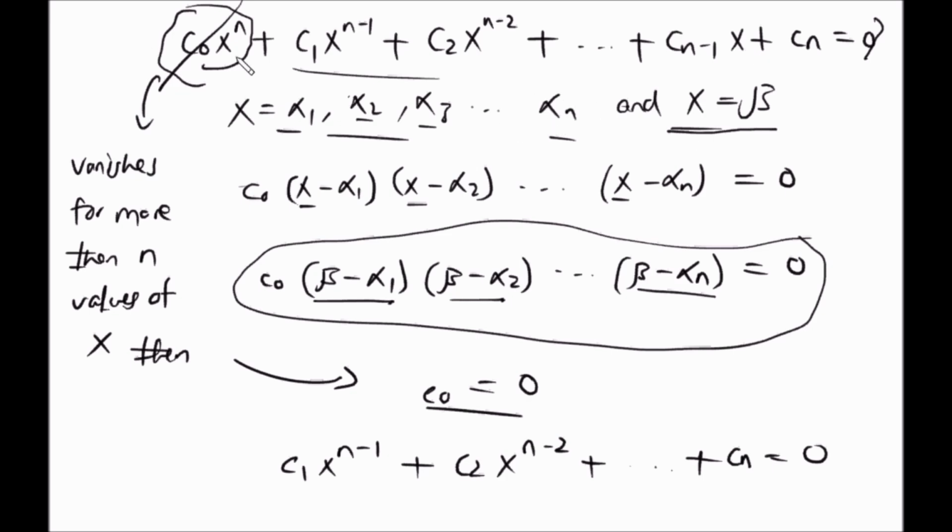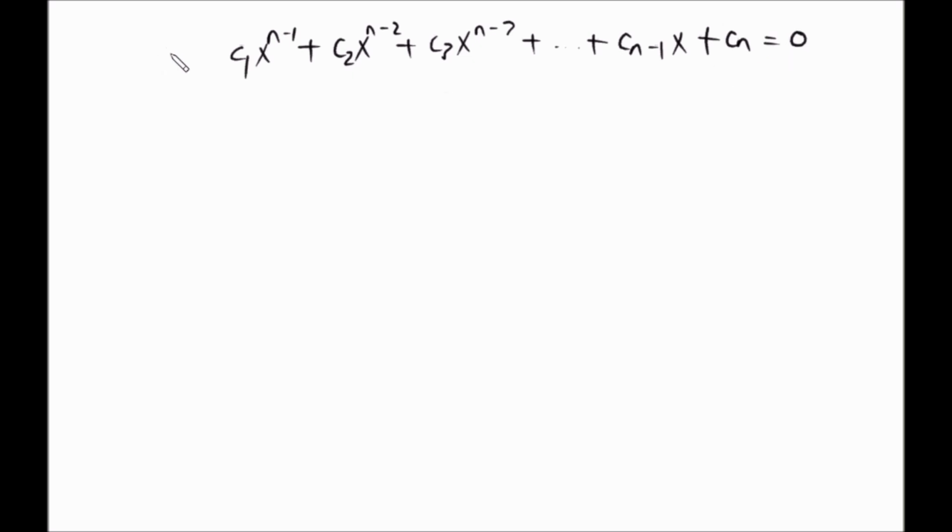Kwa hiyo kumbe ukisolve a polynomial of degree n ukapata more than n values of x, manake coefficient ile ya x power n ni 0. Manake sasa kwa sababu c naught ni sawa na 0, manake ile polynomial yetu itabaki kuwa hivi c1 x power n minus 1 jumlisha c2 x power n minus 2 jumlisha c3 x power n minus 3 na kuendelea mpaka cn minus 1 x jumlisha cn sawa na 0.